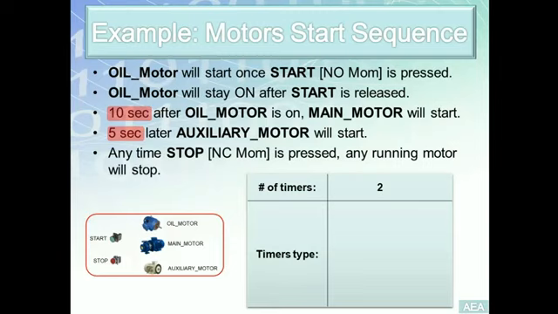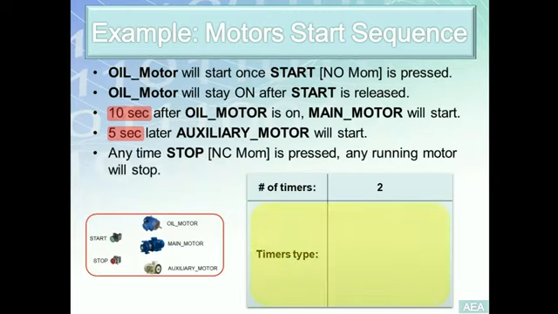Now, please remember, we are just starting with the timers. As we progress more, once we introduce the comparison instructions, this analysis will be different. We can actually implement the solution with simply 1 timer, but for the time being, since we have not covered the comparison instructions yet, we need 2 timers, 1 timer with a preset value of 10 seconds, the other timer with a preset value of 5 seconds.